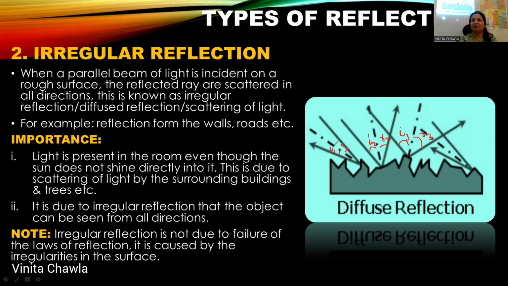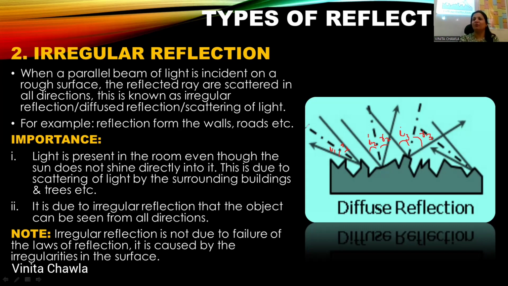So when a parallel beam of light is incident on a rough surface, the reflected rays are scattered in all directions. This is known as irregular reflection. It is also called diffused reflection. For example, reflection from the walls of the rooms, etc.